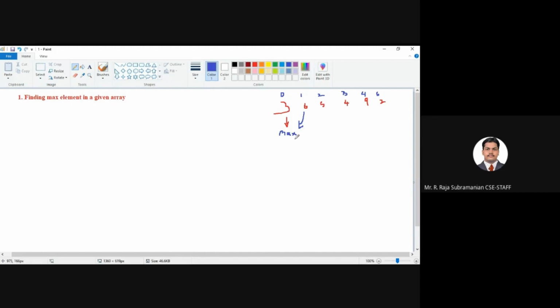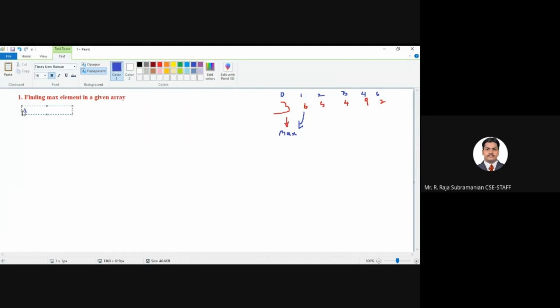Similarly, I go for 4. And when I come to 9, I found that 9 is bigger. So I will swap again. So this is how I'm going to do it. Right? Well, let me write the algorithm directly. The procedure for writing the algorithm is the same. Algorithm max element.